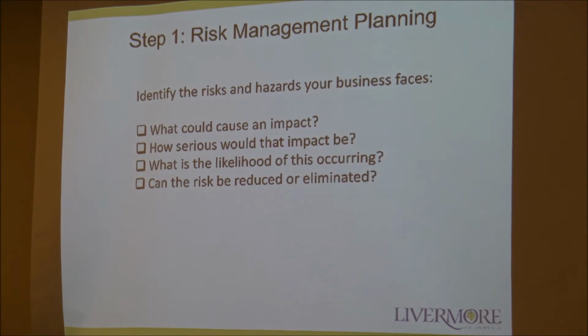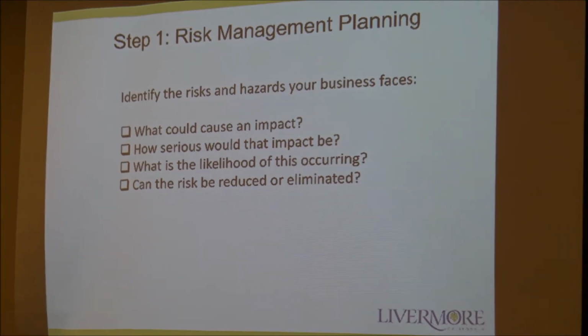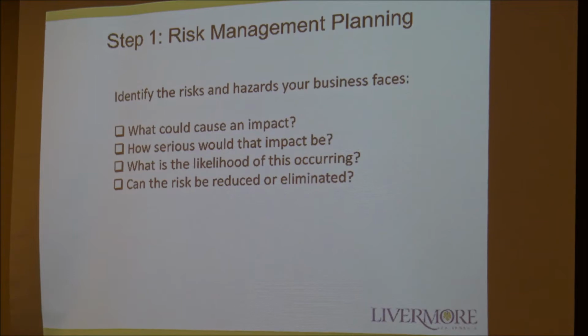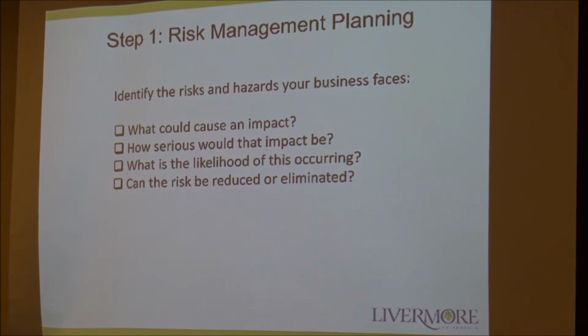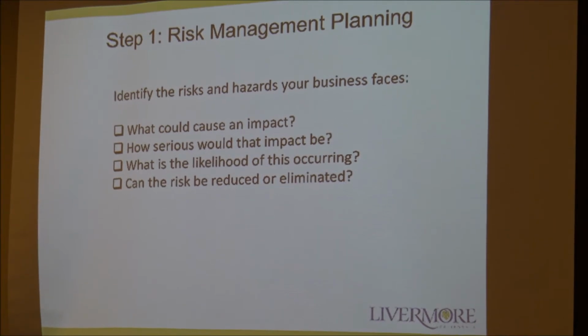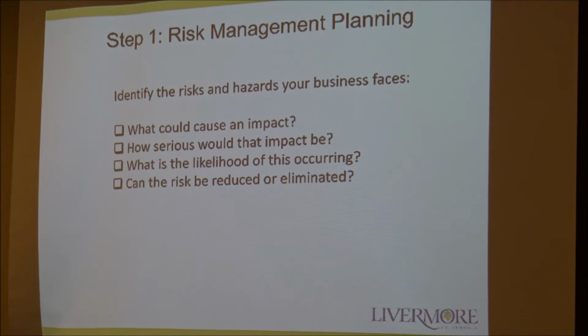So the first step in the planning process is going to be risk management planning. We need to identify the risks and hazards that your business faces. Now, you can replace business with home or your personal experience. But what we really want to do is focus on business today. But like I said, this is transferable to your own personal life. So what is it that can cause an impact? How serious would that impact be? What is the likelihood of this event occurring? And can the risk be reduced or eliminated?